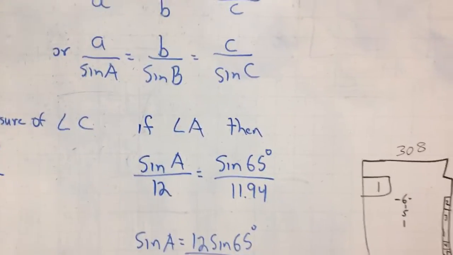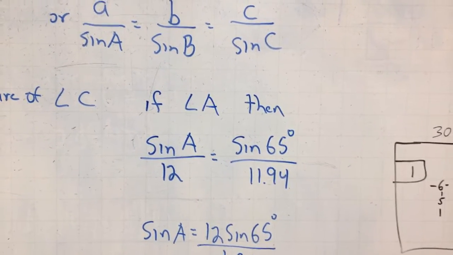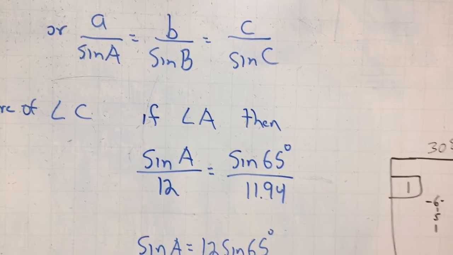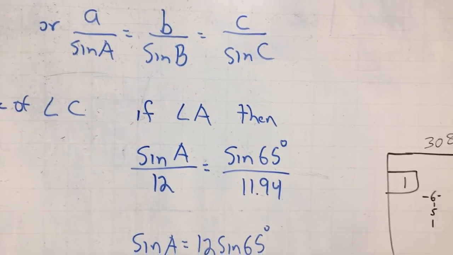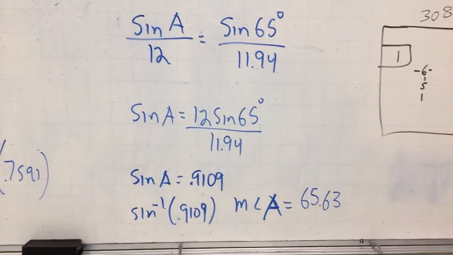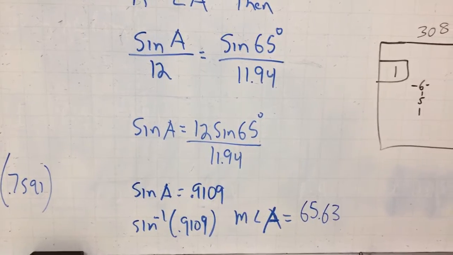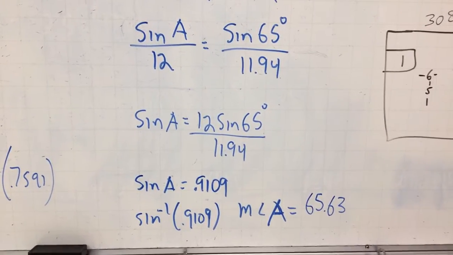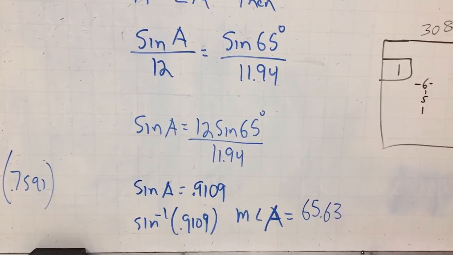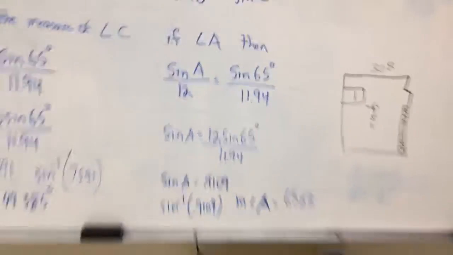Anyway, if I chose to find the measure of angle A instead of C, I would set it up like this. The sine of angle A over 12 is equal to sine of 65 degrees divided by 11.94, multiplying both sides by 12. And now, once again, you know the value of that ratio. I need the measure of the angle. So use your inverse sine key, or second sine. 0.9109 gives the measure of angle A, 65.63, okay?